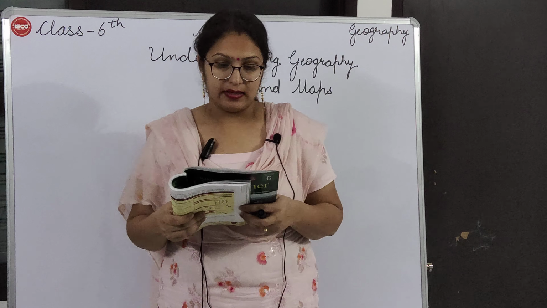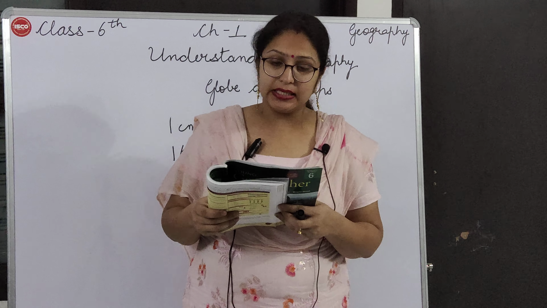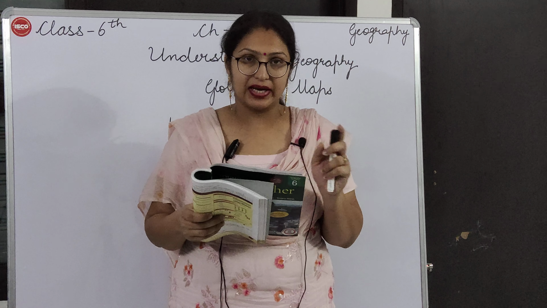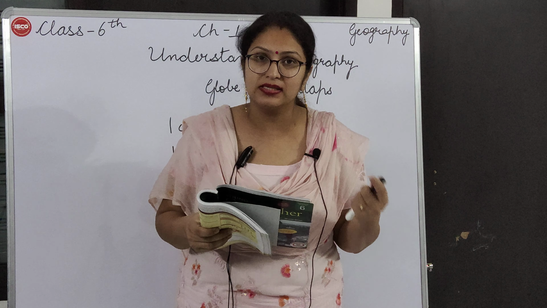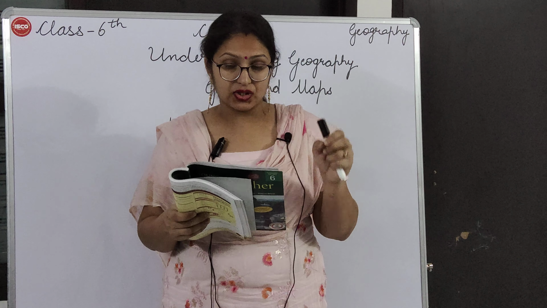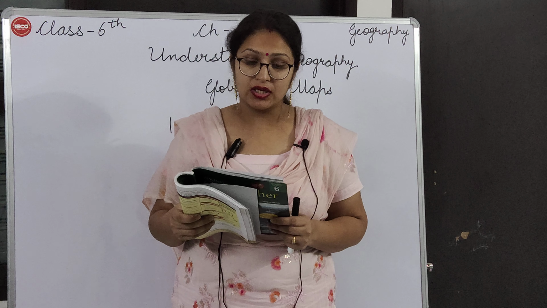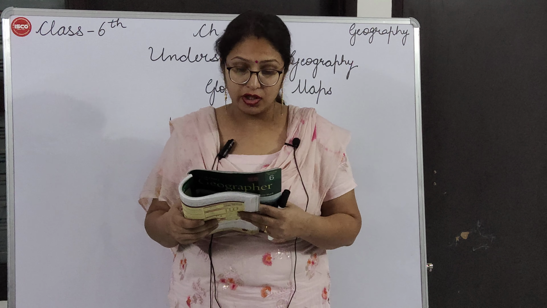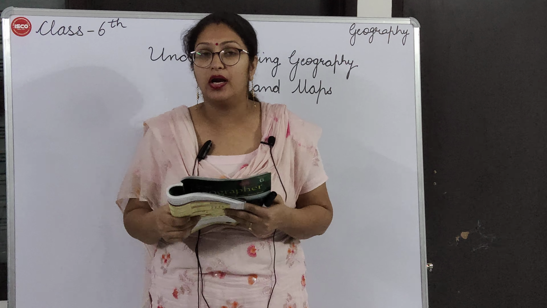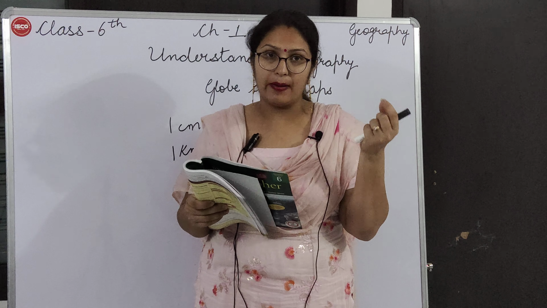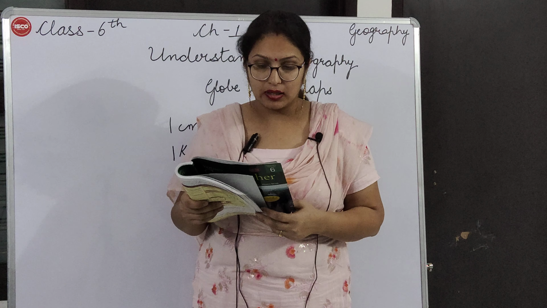Then graphical scale. A graphical scale, or linear scale, is simply a straight line marked and divided according to the proportional distance. Proportional means comparable, which can be compared to the distance on the ground. The distance you have on the map is compared to the distance on the ground.